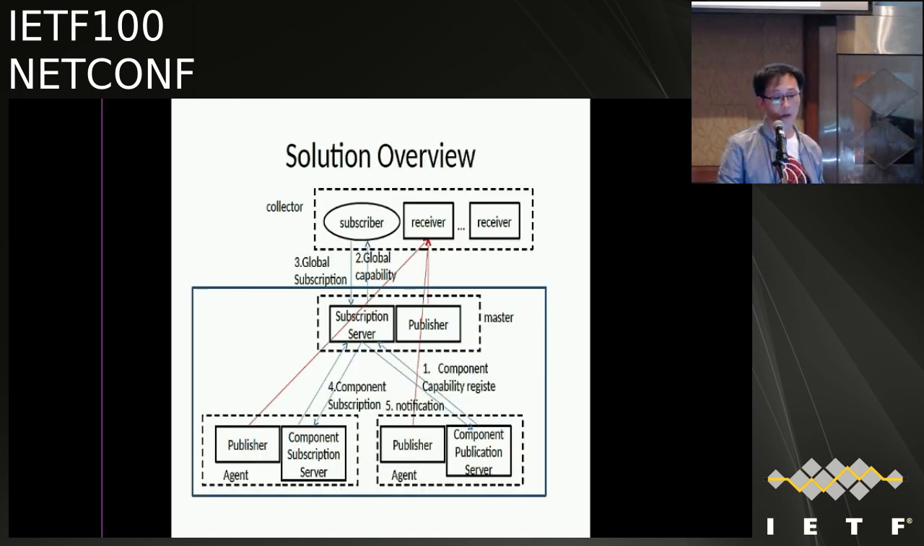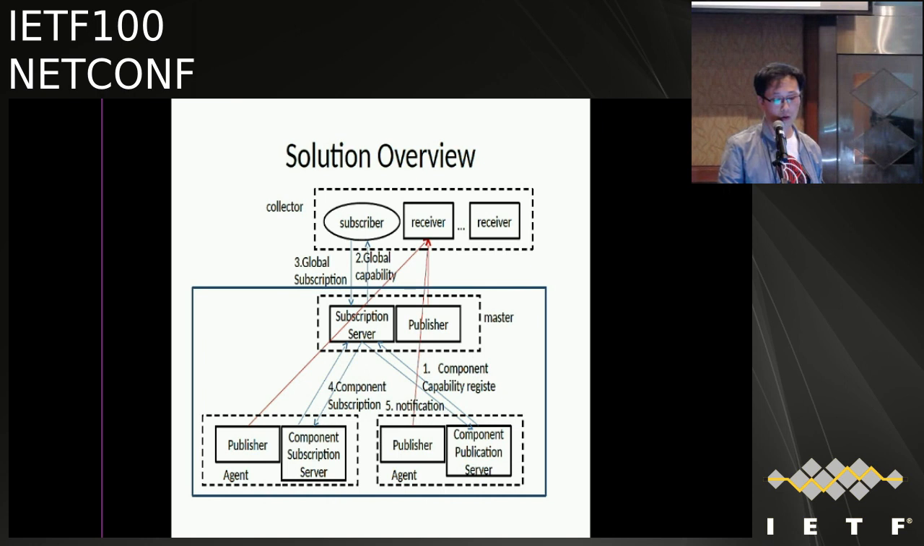Here is the solution suggested. Maybe the solution is not the scope for this draft, just give a suggestion. Here, in this diagram, there are two parts. One is for the collector, and then for the publisher. For the publisher, here I give two subnodes for the one master node.